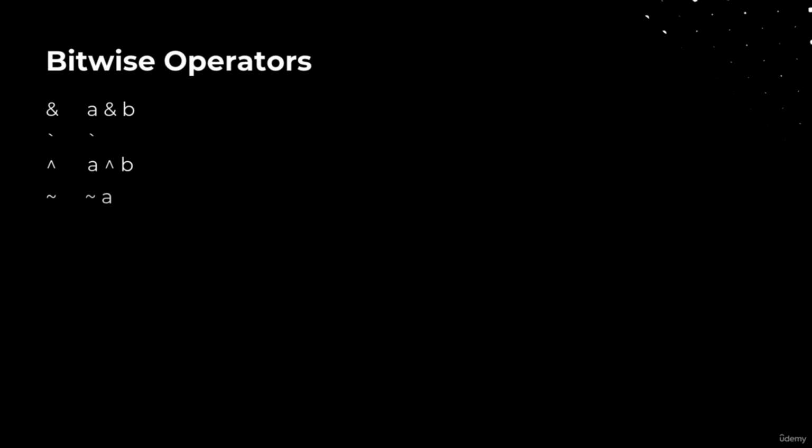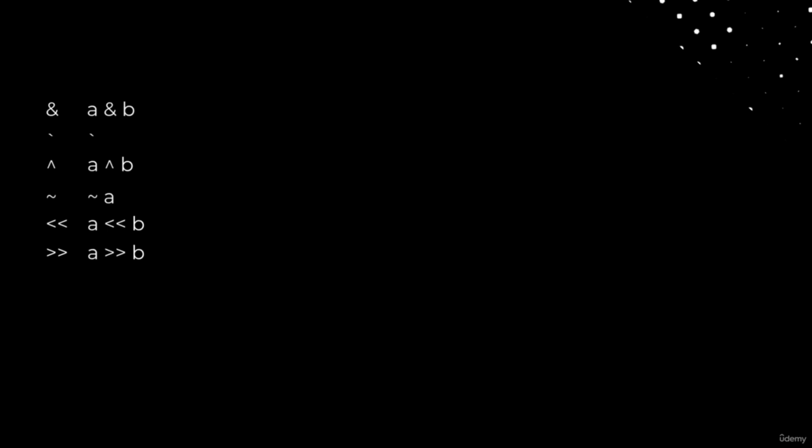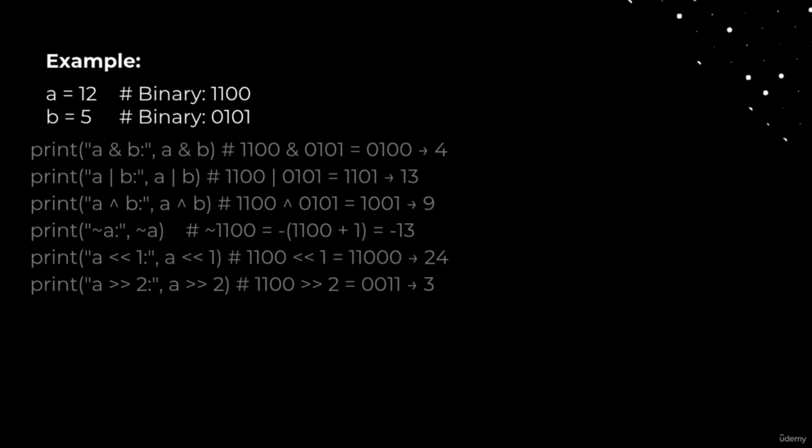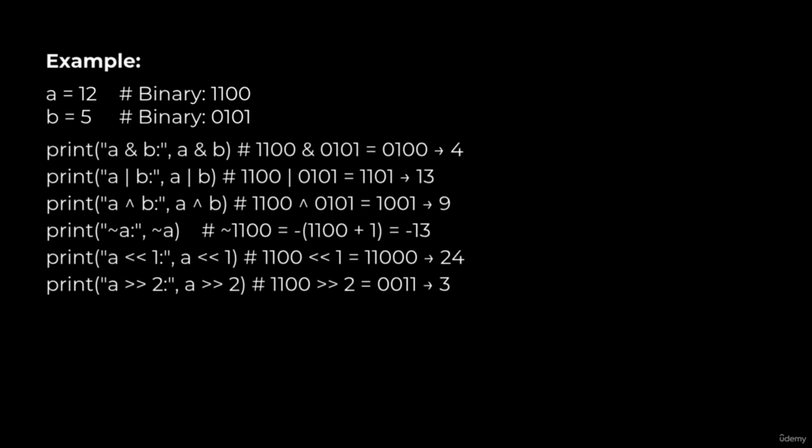The next one is bitwise NOT. The syntax is ~A, which inverts all bits. Left shift: the syntax is A << B, this shifts bits to the left by B positions. Right shift: the syntax is A >> B, this shifts bits to the right by B positions. Let us see the example code for bitwise operators. A is equal to 12, binary 1100. B is equal to 5, that is binary 0101. Now let's print these operators. Here is the code of the printing.